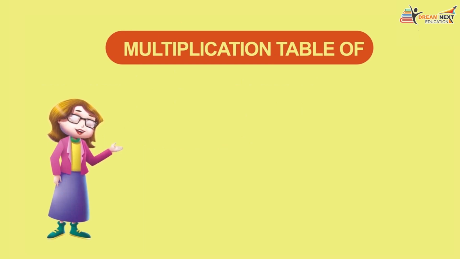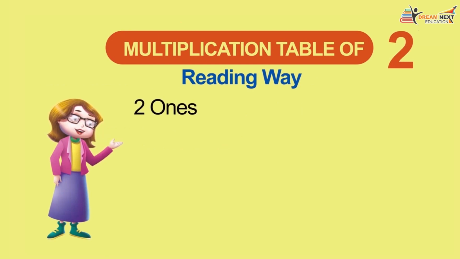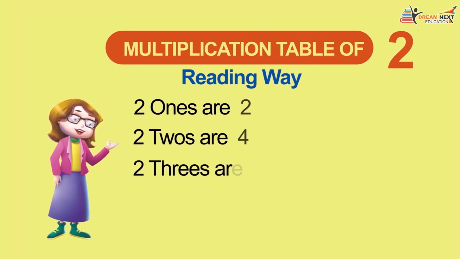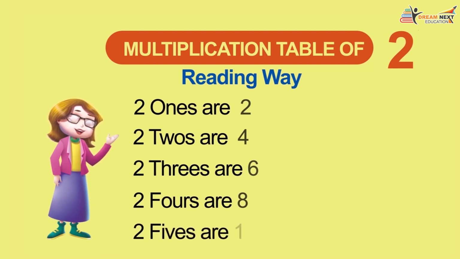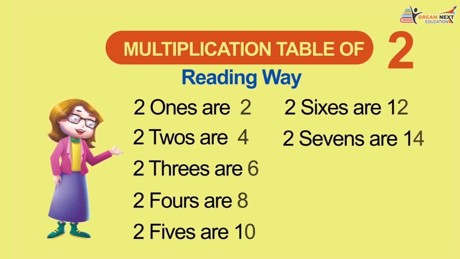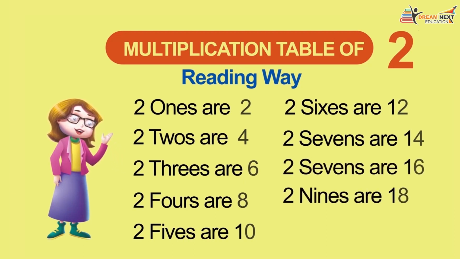Multiplication table of 2. Reading way. 2 ones are 2. 2 twos are 4. 2 threes are 6. 2 fours are 8. 2 fives are 10. 2 sixes are 12. 2 sevens are 14. 2 eights are 16. 2 nines are 18. 2 tens are 20.